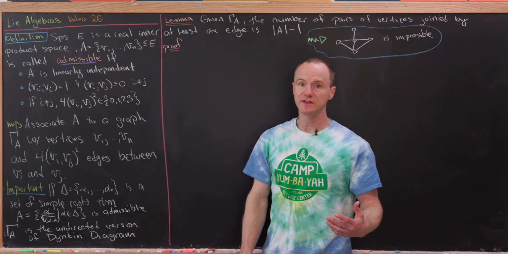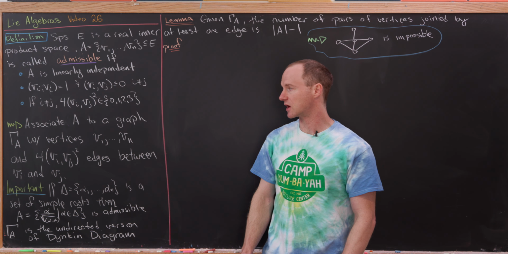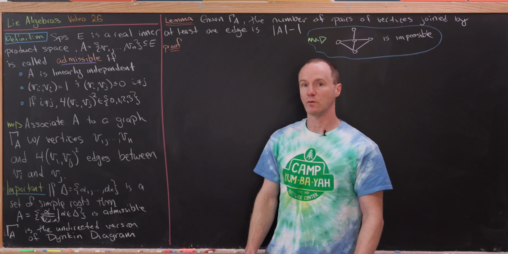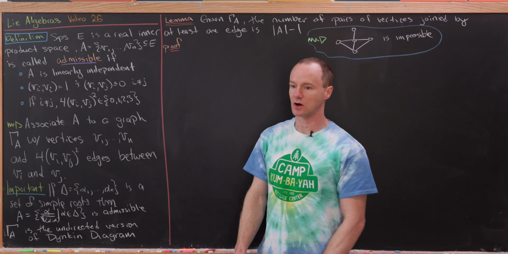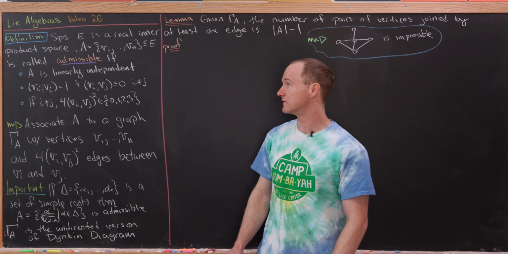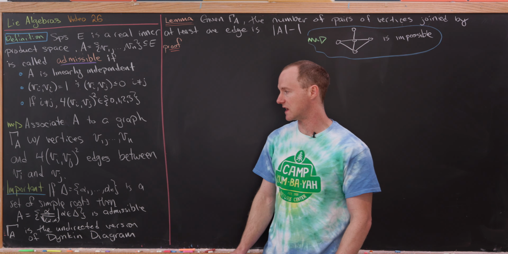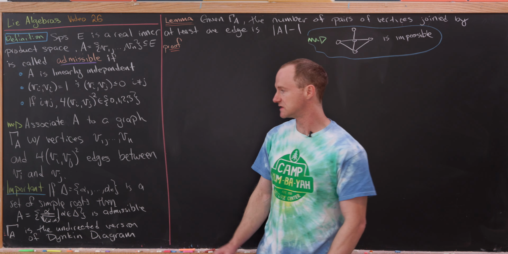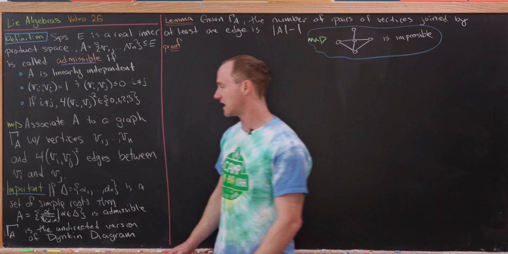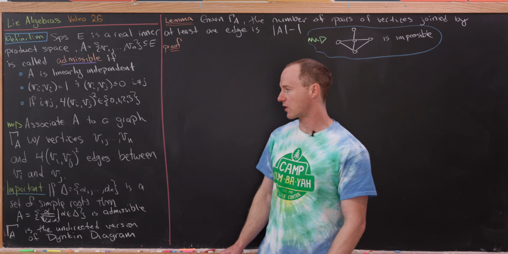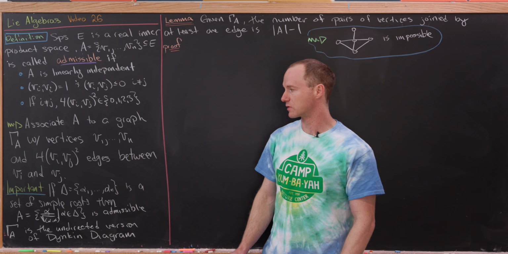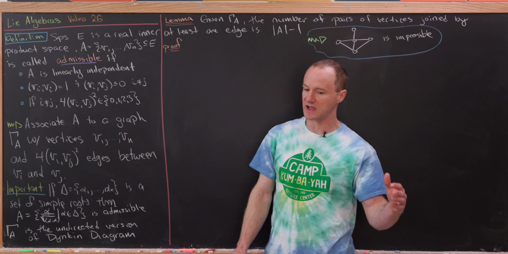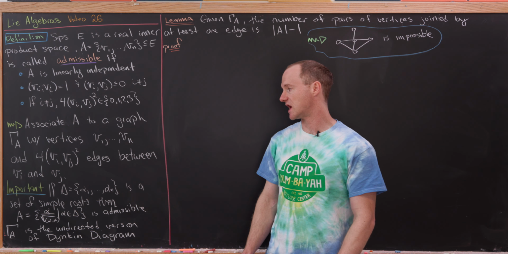And now, to this admissible set, we can associate a graph, and I'll call that graph gamma sub A. The vertices are associated to all of the vectors inside of the admissible set, so V1 to Vn. And then how many edges do you have between vertices? Well, you have 4 times the square of the inner product of Vi and Vj number of edges between the vertex associated to Vi and the vertex associated to Vj.